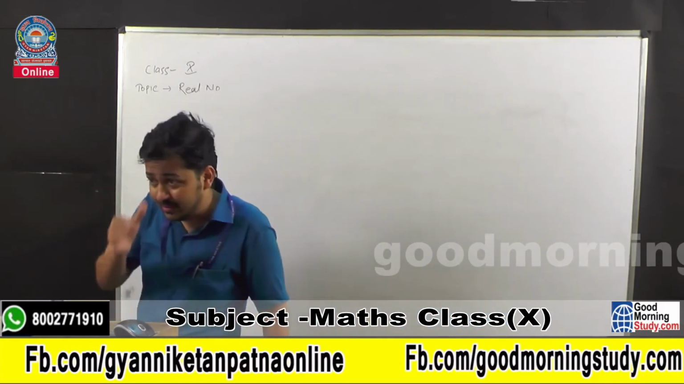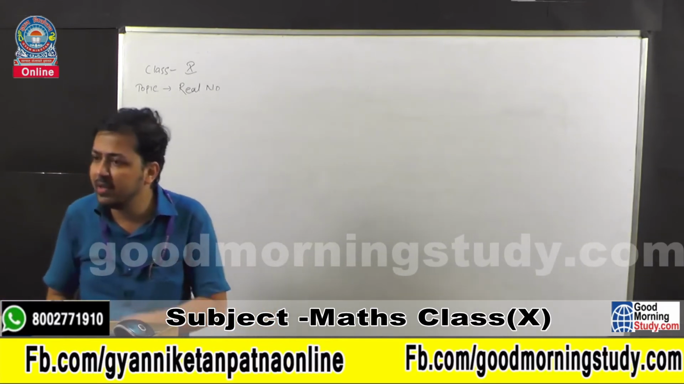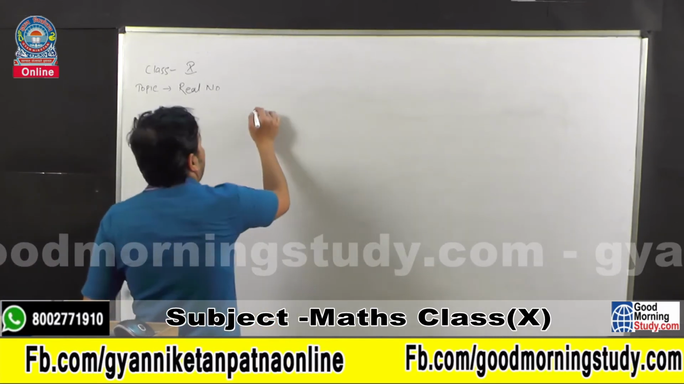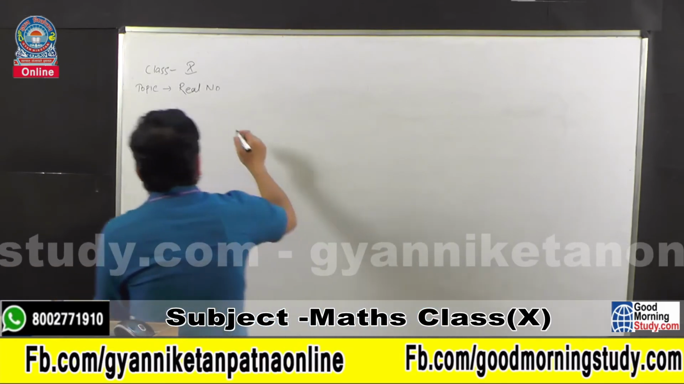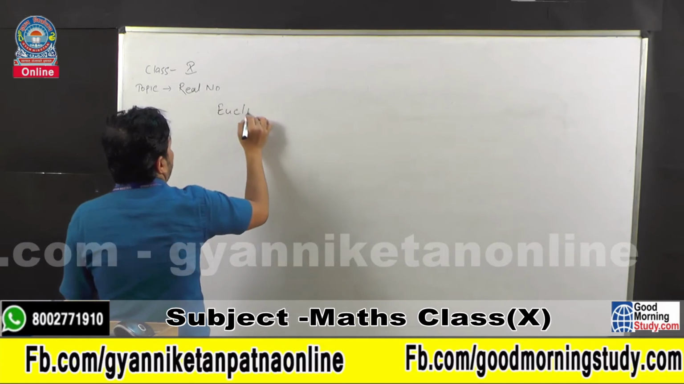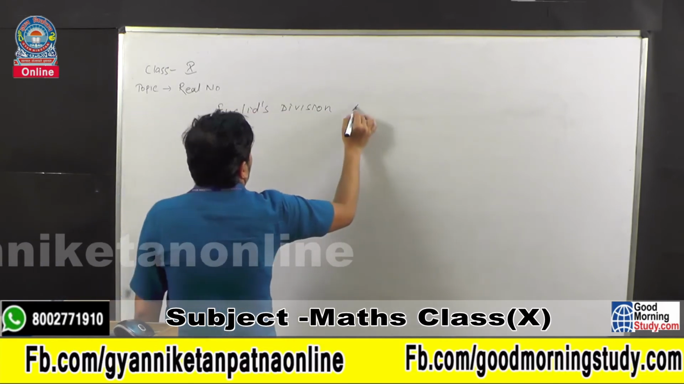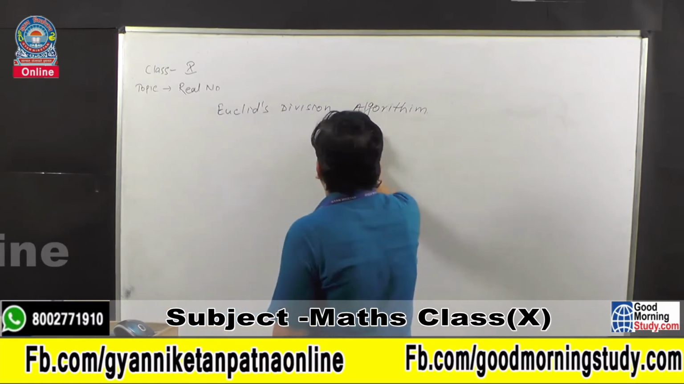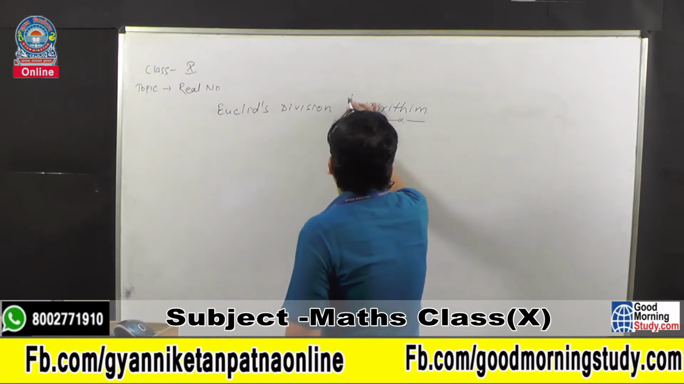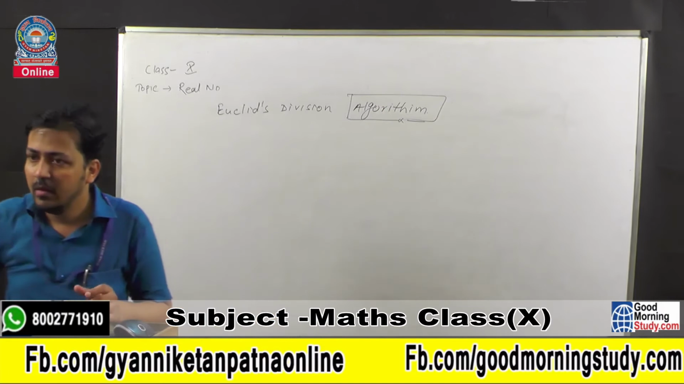Now what is the second thing? The second thing is Euclid division algorithm. Again see this, a word has come: algorithm. What is algorithm?